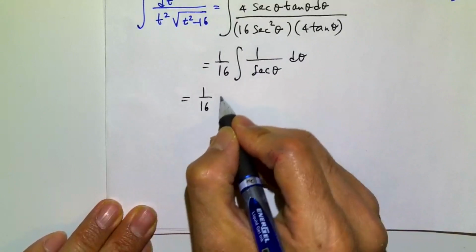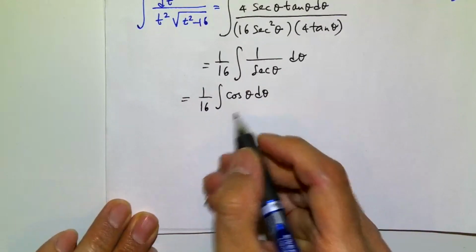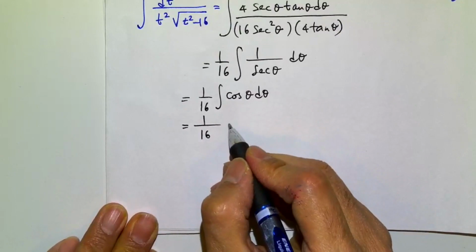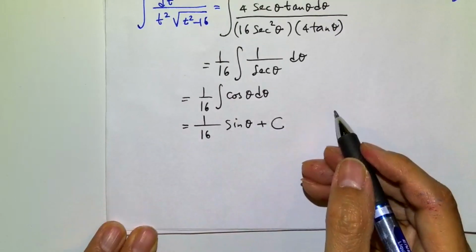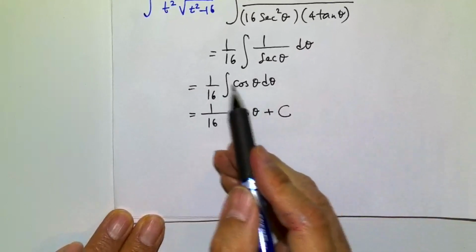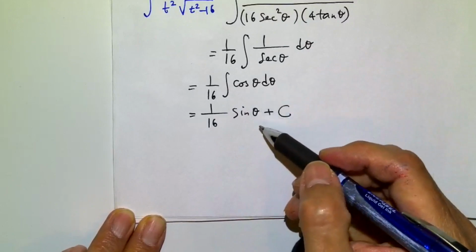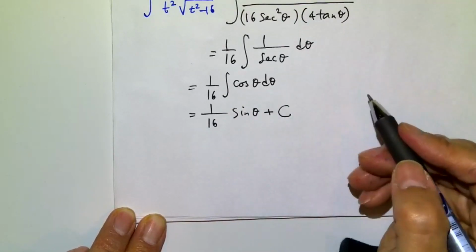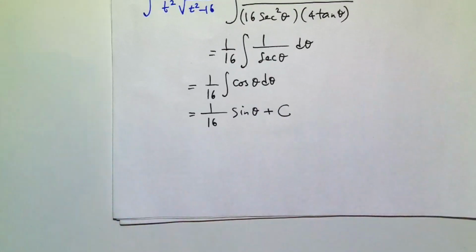So 1 over 16 integral of cosine of theta d theta. And of course this is 1 over 16 sine theta plus c. Of course, this was an indefinite integral, so we need to use the right triangle translation to go back to the original variable t.